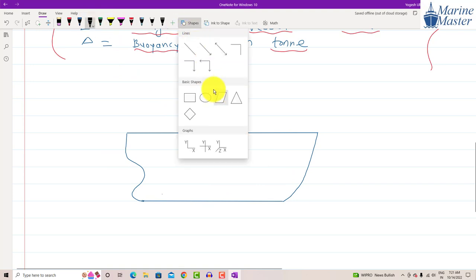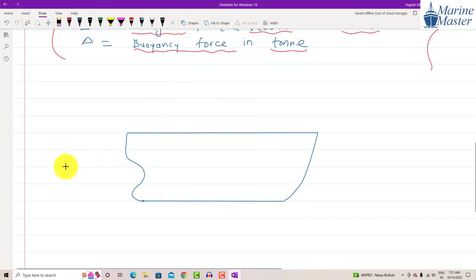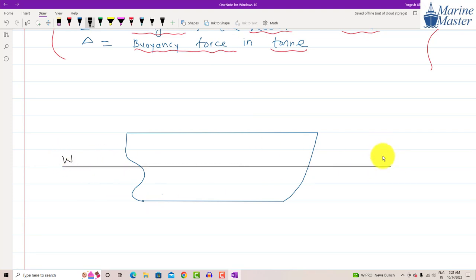Now here I am going to draw the water line. Water line means what? Below this line, water is there.